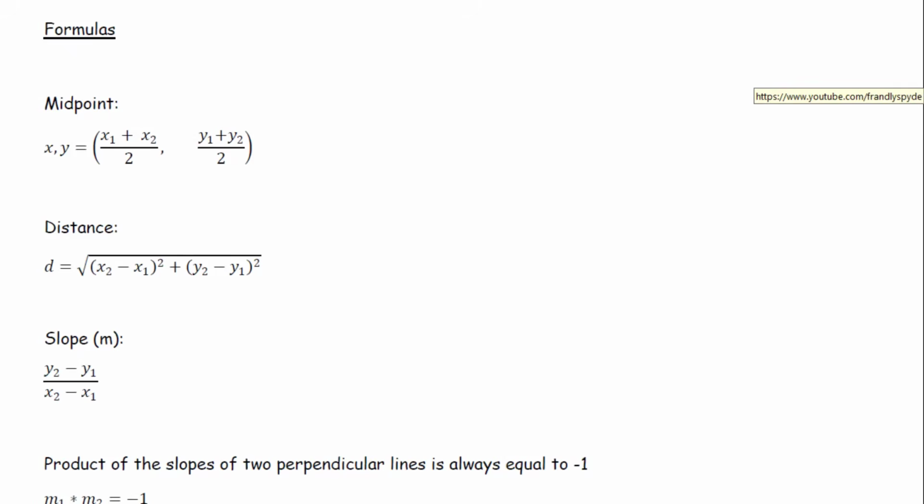So first one in coordinate geometry is the midpoint. So if you've got 2 points with coordinates, let's say A1, B1, and A2, B2, then your A is equal to A1 plus A2 by 2, and B is equal to B1 plus B2 by 2. That's the midpoint out here.